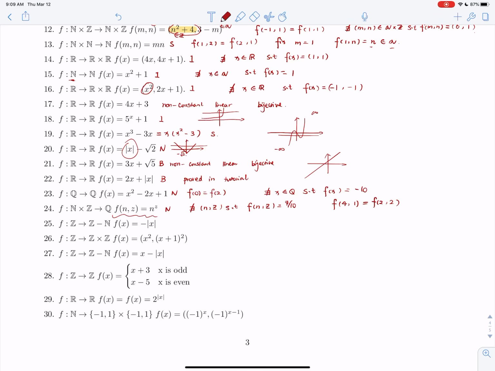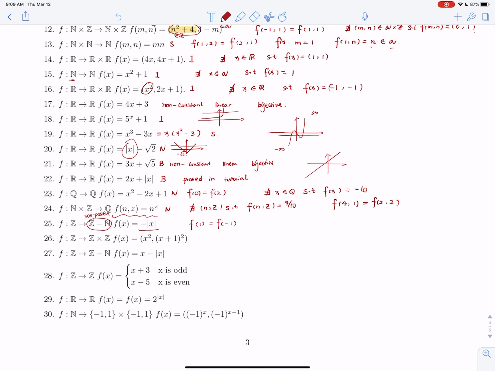25. You need to make sure you understand this. So integer minus natural number will give you all the non-positive integers. Okay. So, again, we have absolute value. You should know that it's not injective because f of 1 equals f of -1, so it's not injective. And is it surjective?